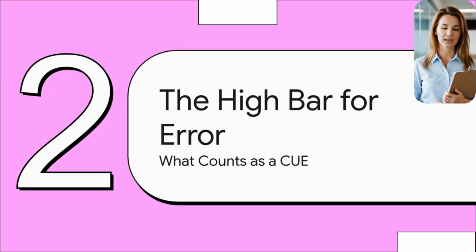Okay, so it sounds amazing, right? A time machine for your VA claim. But here's the reality check. The VA makes this tough. There is a very, very high bar for proving a CUE. You can't just file one because you didn't like the decision. It has to be something more.